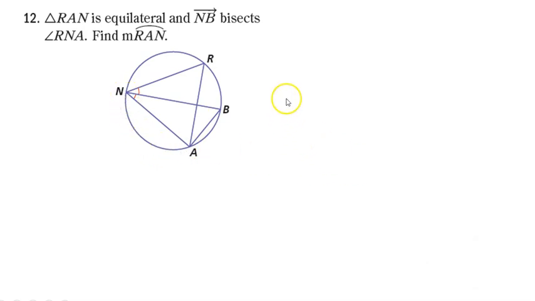So what we're going to do to figure out exactly how long this arc is, we can use the fact that we know that RAN is an equilateral triangle. So I'm going to highlight this arc here, from R to A. R to A is the intercepted arc from this angle RNA. Notice that this angle RNA opens up to that red arc there.